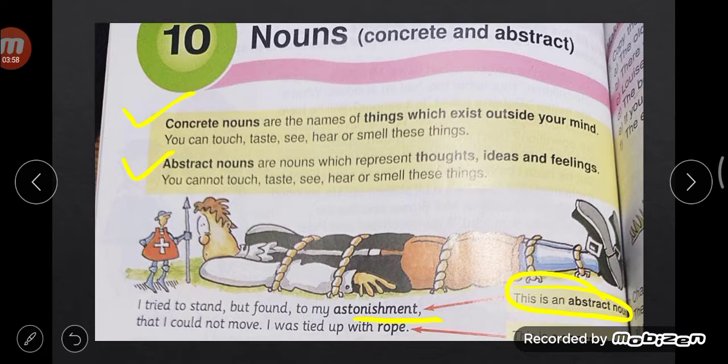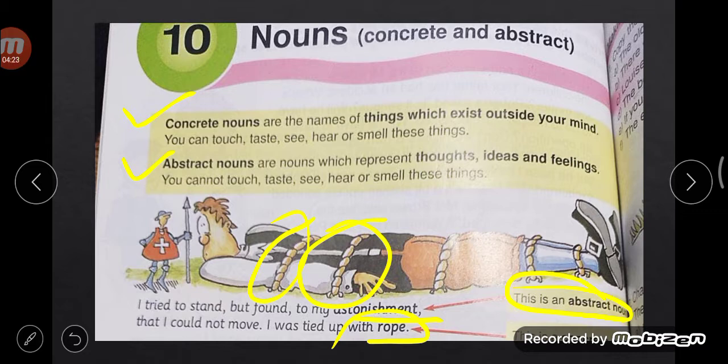And the rope, you can see, is something we can touch, so this is a concrete noun. Rope is a concrete noun, and astonishment is a kind of state or emotion that cannot be touched, heard, seen, or tasted.